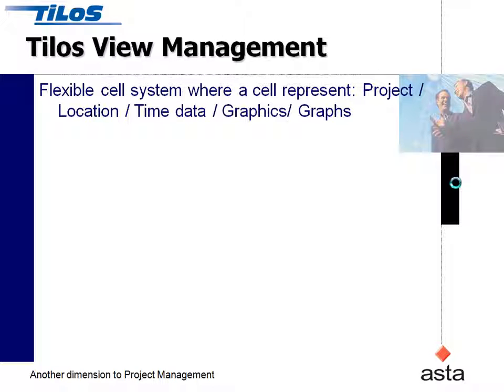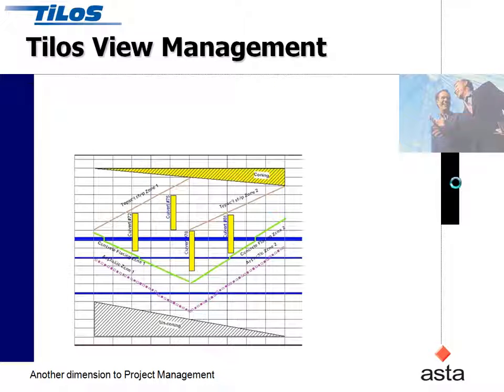In Tilos, there's a concept called view management where we can make a window made up of cells, much like in Excel, and each cell contains different information and can be of a different size. So we start our cell by creating a project cell which contains our information, and this is very much what a project looks like in a time distance manner with different shapes and objects and line colors.